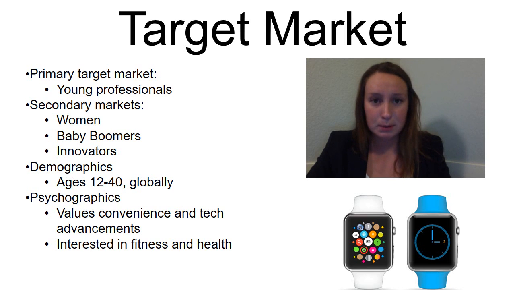Baby boomers are people in their 50s to 70s, and they're really concerned about their health, so we decided that they would be a secondary market because they can benefit from the fitness tracker and the health tracker. And then innovators because they're super interested in what's new in the tech world, and they are opinion leaders and tell people what products are the best and what don't work as well. So we really wanted to tap into those. For our demographics, we chose 12 to 40 globally, and for our psychographics, we really wanted people who valued convenience and technology advancements, but also fitness and health, and they really valued those things.